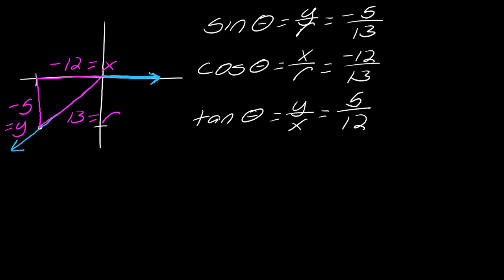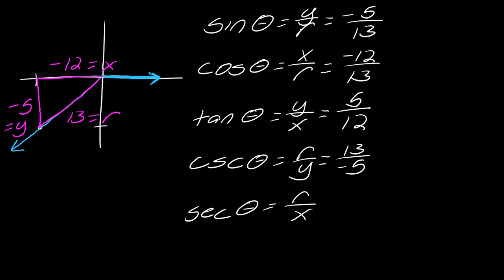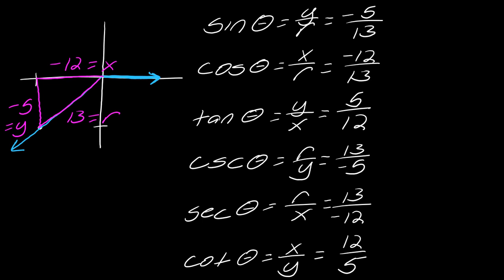Okay. Continuing on, we've got cosecant. This is going to be r over y, so it's 13 over negative 5. Secant is r over x, so that's going to be 13 over negative 12. And then finally, cotangent of theta is x over y. This will be 12 over 5.